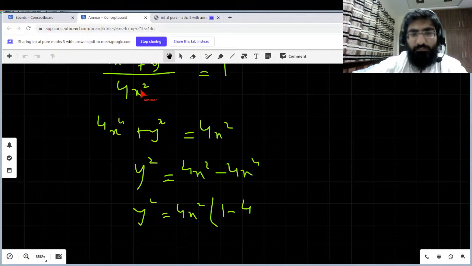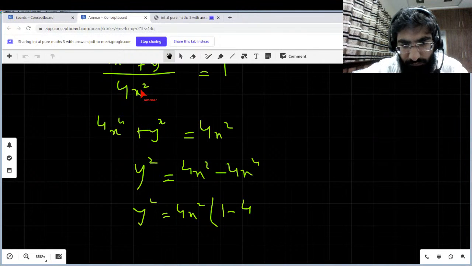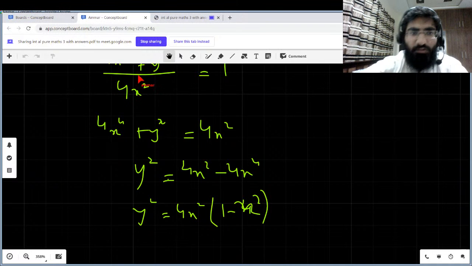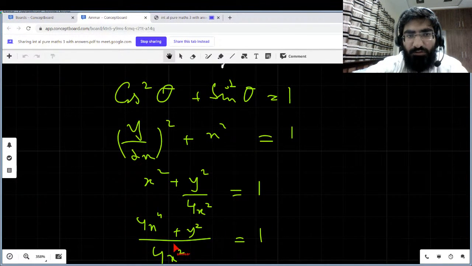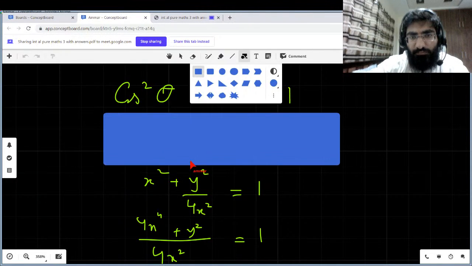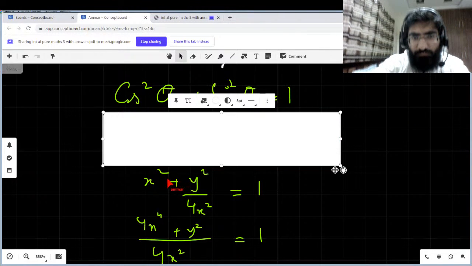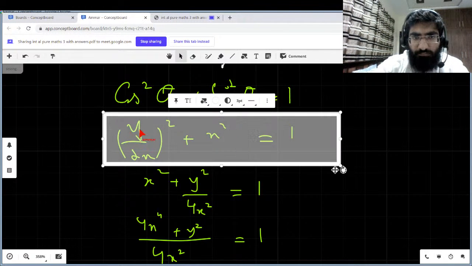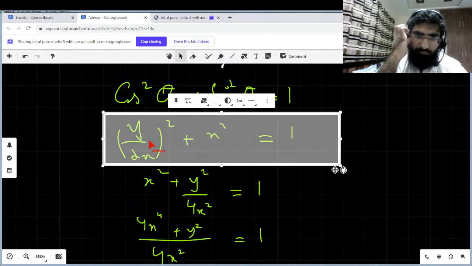Is this what it says in the marking scheme? So you just have to remember this particular step. Ah, that one, the one you erased. Okay. Nice. y squared plus x squared.